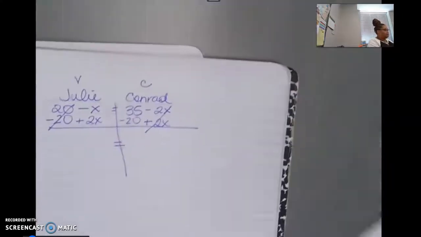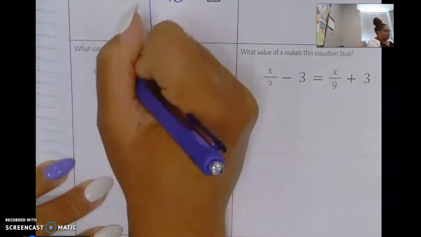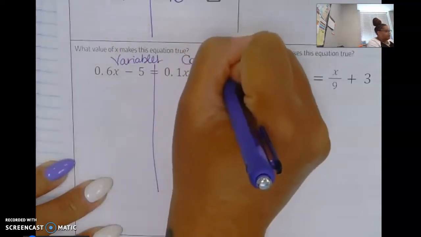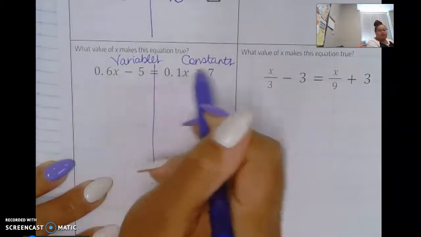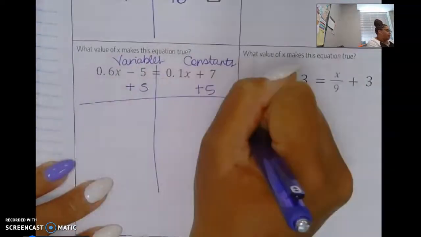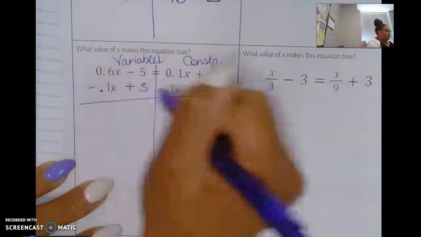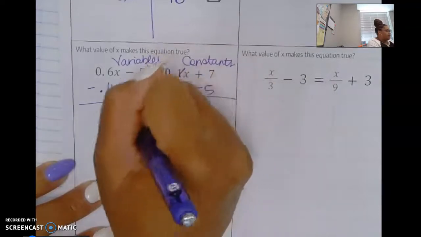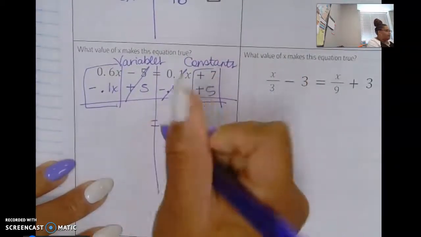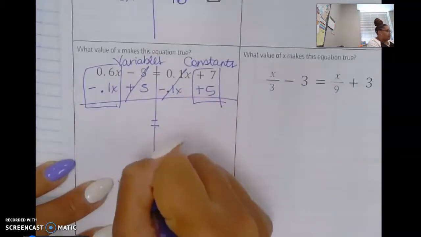The next one, it says, what value of x makes this equation true? Draw your river. Variables on the left, constants on the right. Okay, move my constant over here. So my negative 5 becomes a positive 5, and it goes to the other side, plus 5. My 0.1x becomes a negative 0.1x and a negative 0.1x. And then I cross these out and I cross these out. Then I do the math here and I do the math here. You will get whatever this is equals whatever this is. Solve for x.